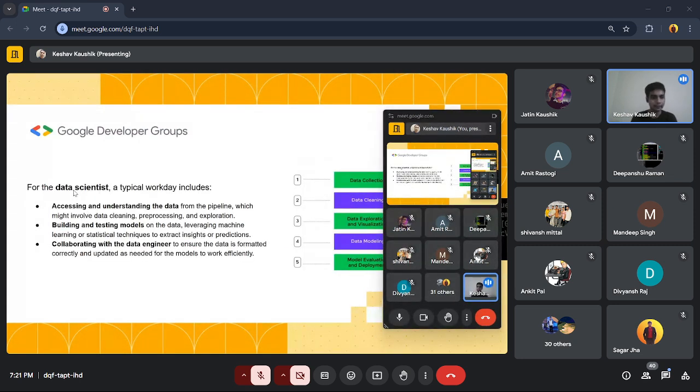Okay. For a data scientist, a typical workday includes accessing and understanding the data from the pipeline, which might involve data cleaning, pre-processing, and exploration. So basically, data itself is not one thing. It has many different forms. It can be structured, unstructured, or semi-structured. So data scientists have to use those different forms of data and make a decision out of them in the end. So yeah, building and testing models.